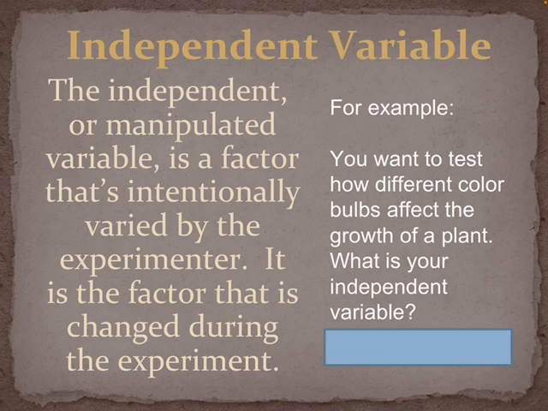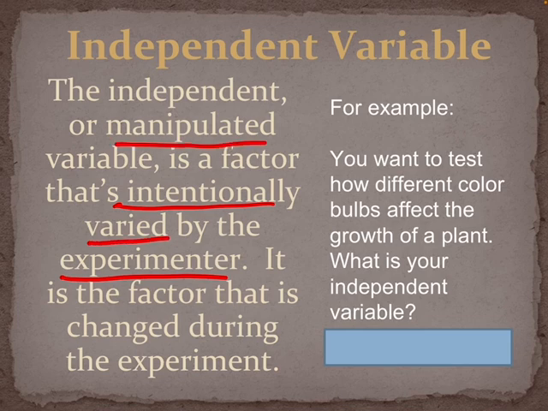Now, we mentioned before that the hypothesis is a prediction based on the relationship between independent and dependent variables. Let's talk about what that is. An independent variable is the variable in your experiment that is manipulated or changed. So it's the factor that is intentionally changed by you, the experimenter. It is intentionally varied, right? It is manipulated. It gets changed. It's this factor that's changed during your experiment.